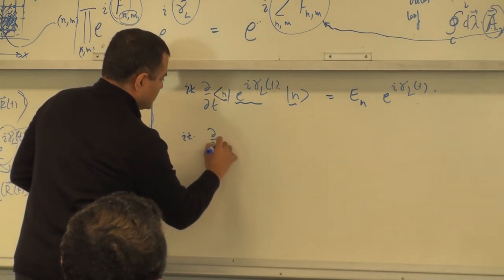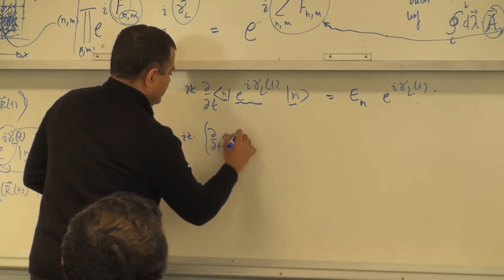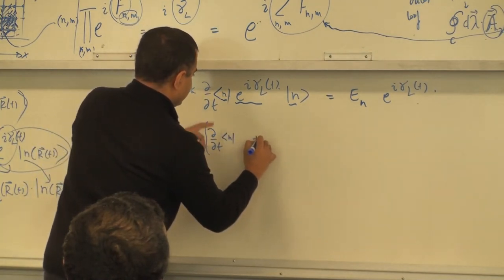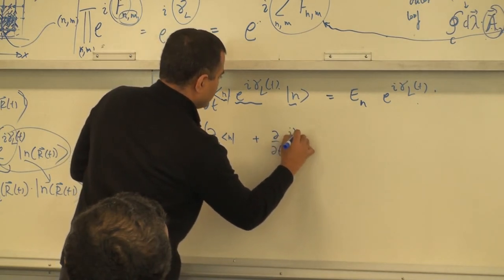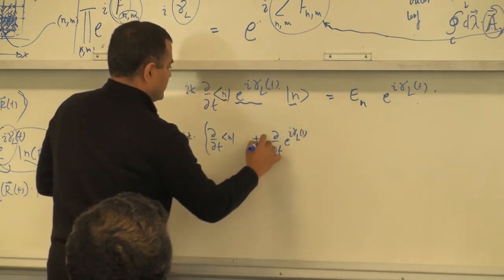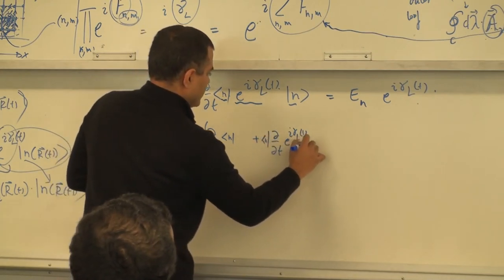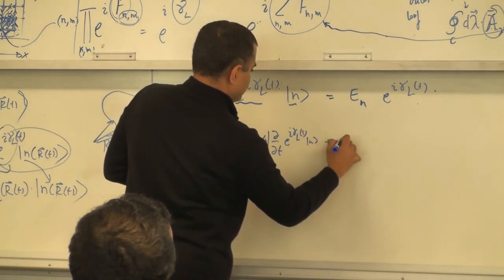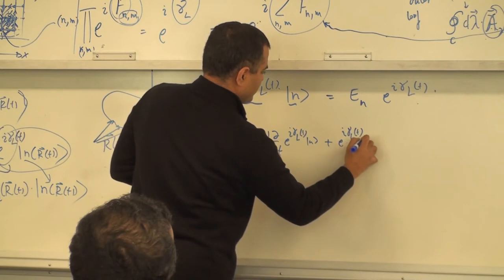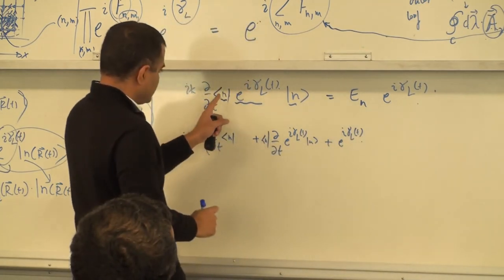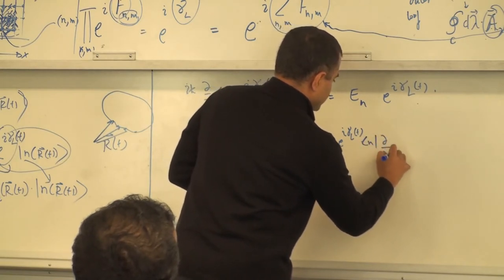So you get d by dt of the left bracket here, plus d by dt of e to the power i gamma L times n, plus gamma L of t times, first that, and then the last one, n times d by dt of n.